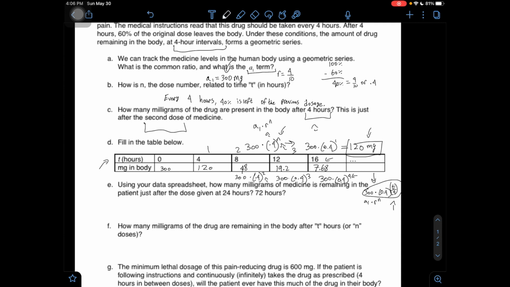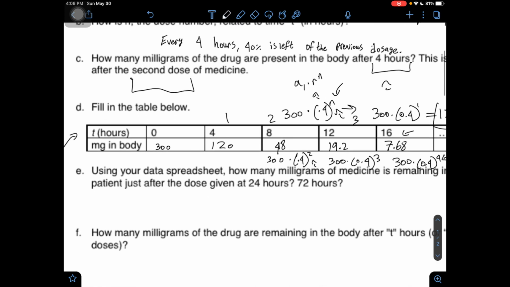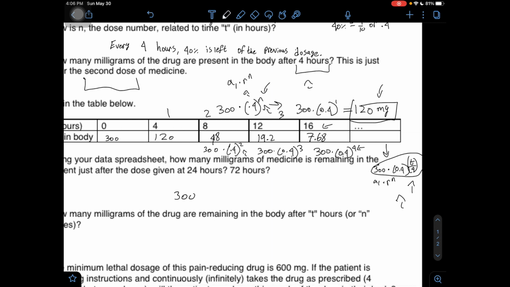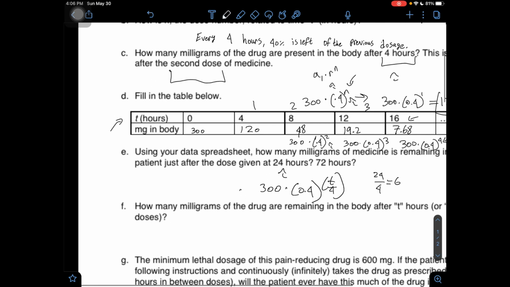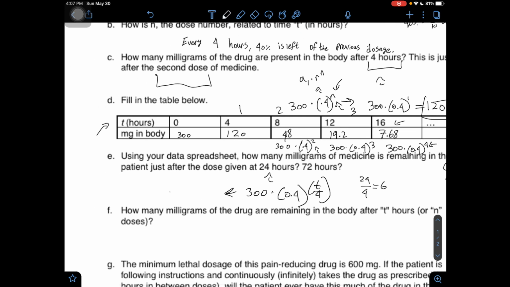Part E says, using your data spreadsheet, how many milligrams of medicine is remaining in the patient after 24 hours and 72 hours. So let's substitute into this equation right here. We said 300 times 0.4 to the power of t over 4. We know that 24 is our t, so we have 24 over 4, which is just 6. So we have 300 times 0.4 to the power of 6. And that gives us approximately 1.2288, so we can round it to 1.23.